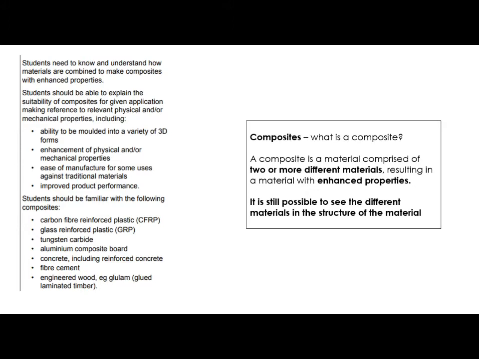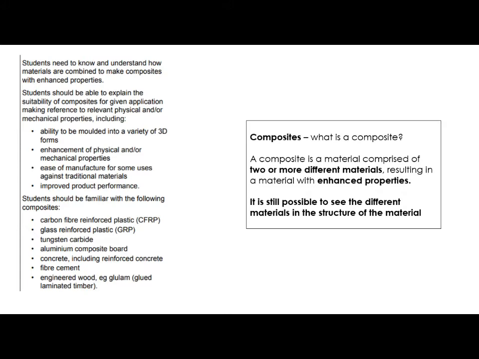So concrete, you use that in your desk tidies with Mr. Johnson, hopefully. Also engineered wood, which is called glulam. None of these are very complicated, but we're going to go through their physical properties and why they're used. But firstly, think about what a composite actually is, because there is sometimes some confusion between an alloy and a composite, because they are both mixtures of different materials.